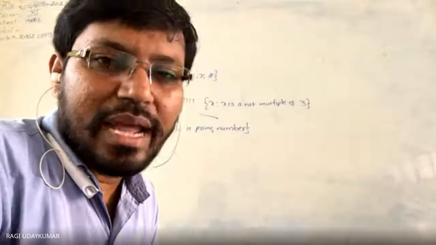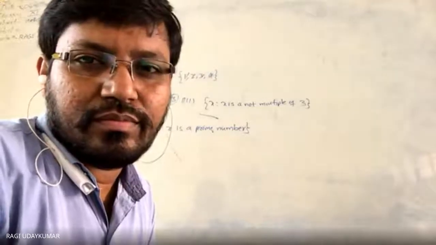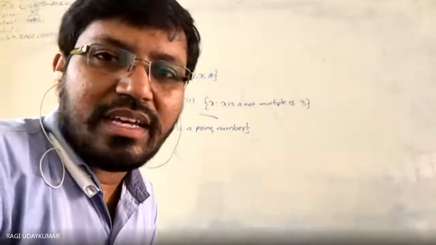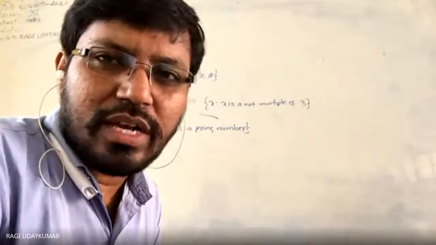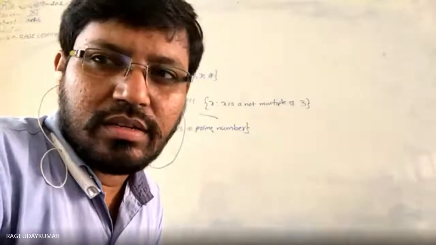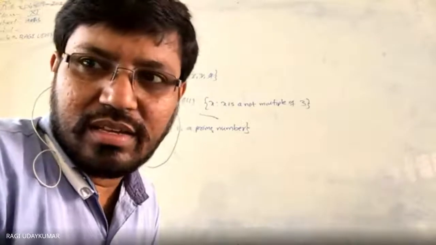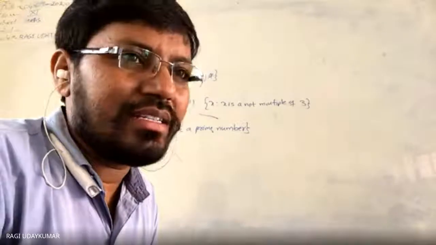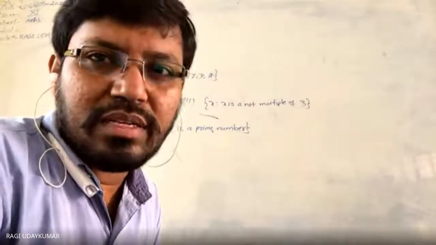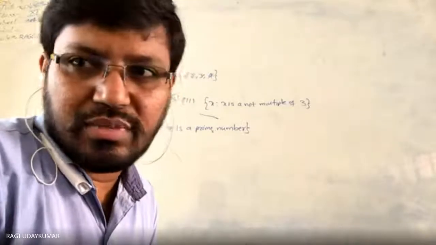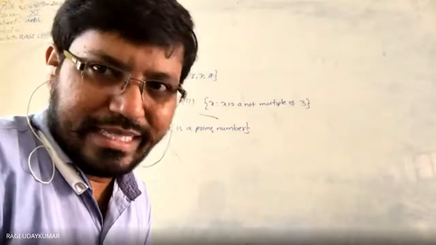Complement of the prime number. Other than the prime numbers, remaining all the natural numbers. So how do you say? Composite number, can you say? Okay, I will say that complement of the prime number is a composite number. Is it right?